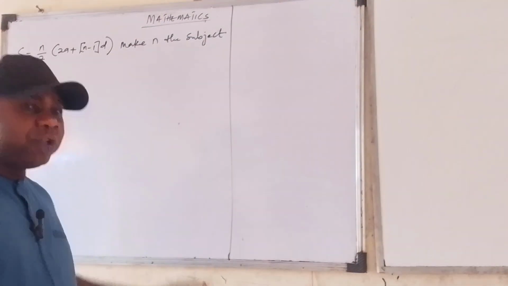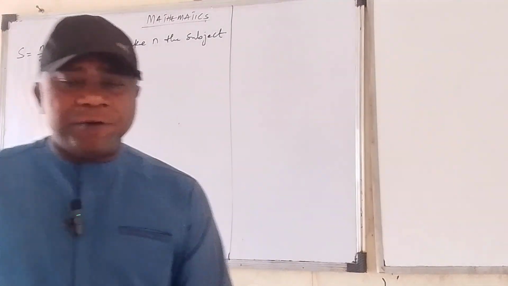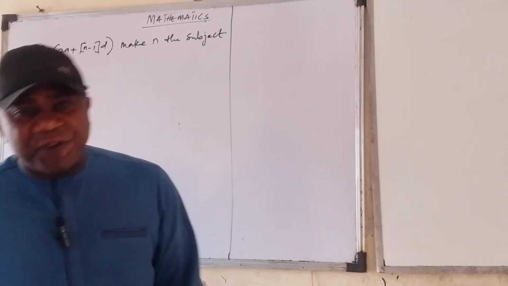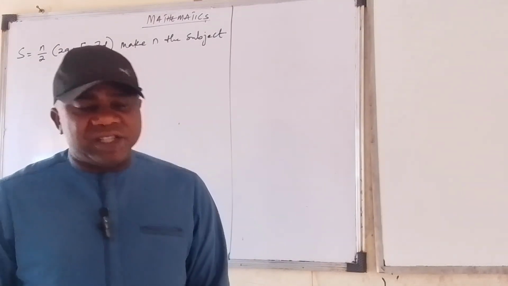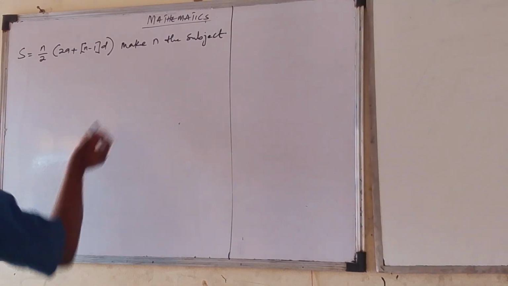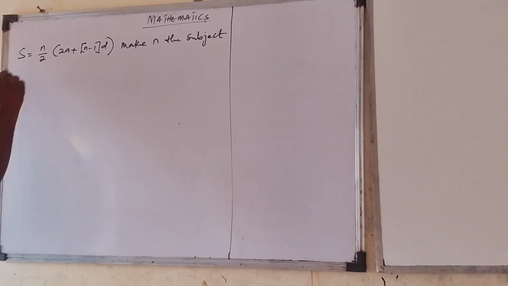Now, if you recall, this is the formula for finding or calculating the sum of the first n terms of an arithmetic progression. That is a linear sequence. So now, in this case, we're asked to make n the subject. Now, solution.